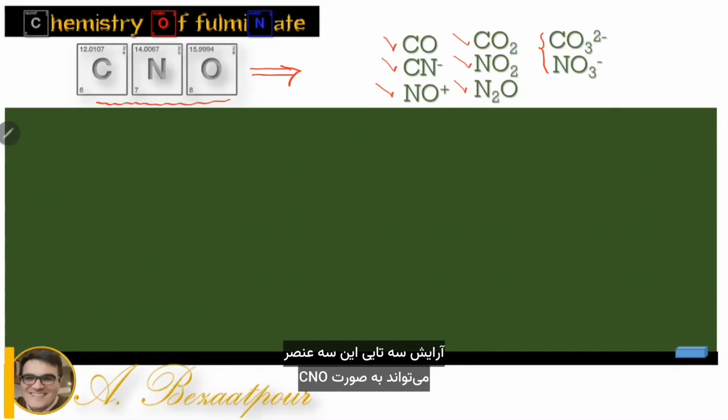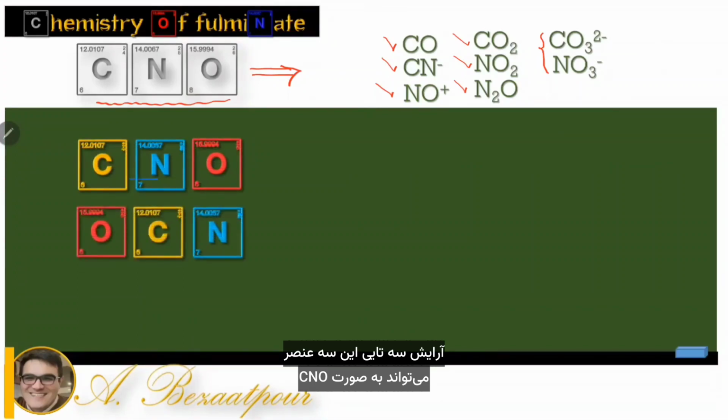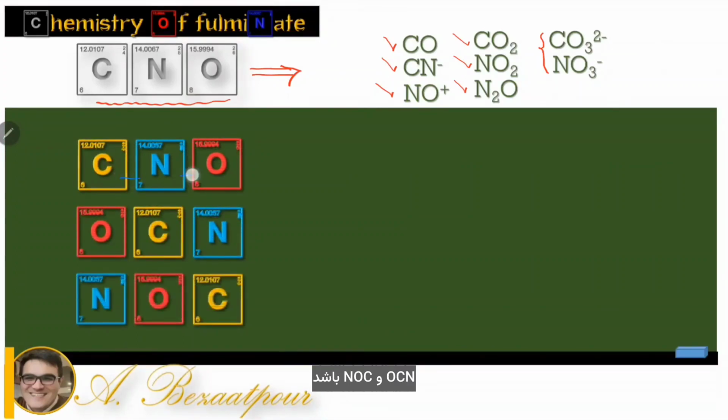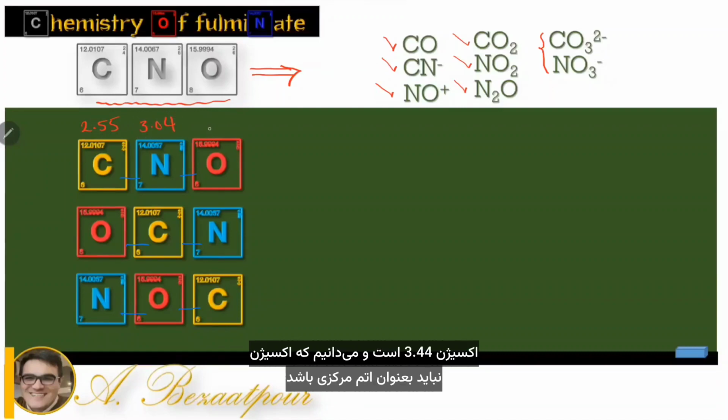The ternary arrangement of these three elements can be as follows: CNO, OCN, and NOC. We know that the electronegativity of carbon is 2.55, nitrogen is 3.04, and oxygen is 3.44.